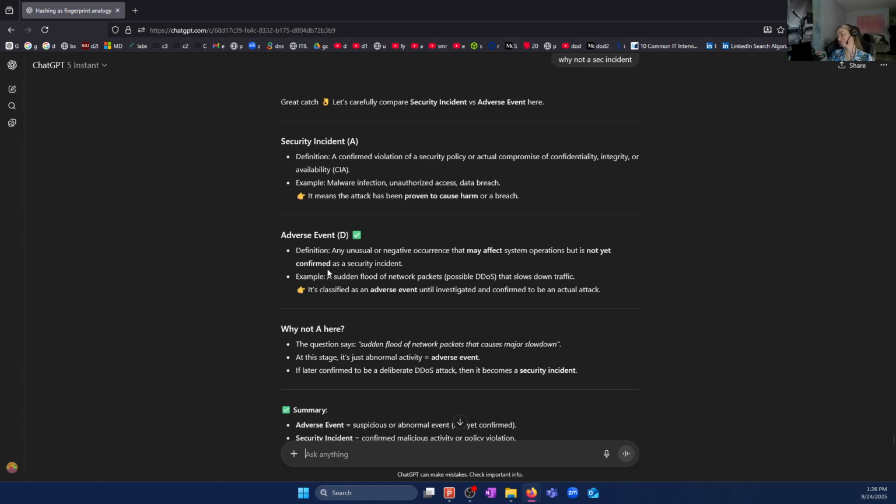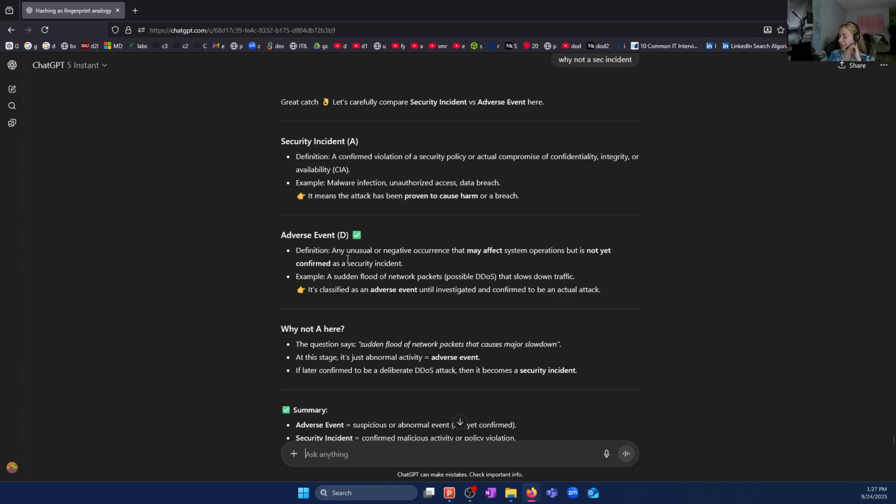Security incident, a confirmed violation. Okay, so this is not confirmed yet, right? This is just the occurrence, just the experience. And an experience is just an event, because a security incident is a confirmed violation of security policy. Compromise of confidentiality, integrity, or availability, malware infection, unauthorized access, data breach, proven to cause harm.